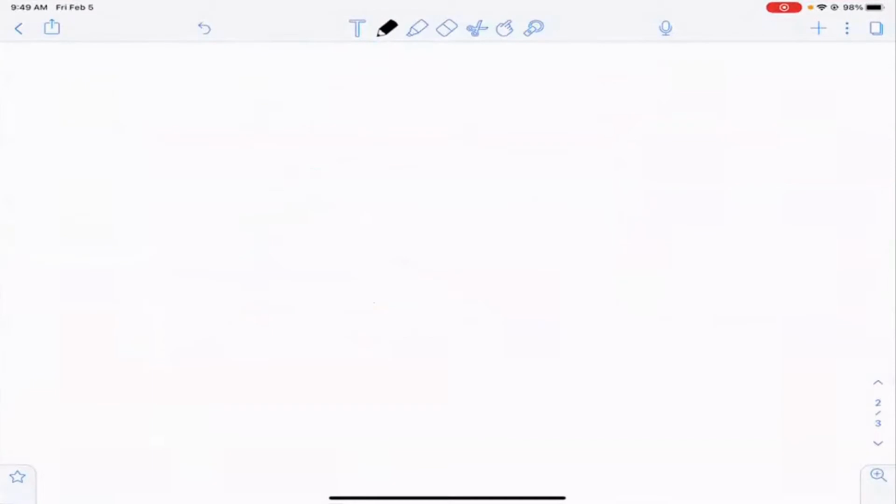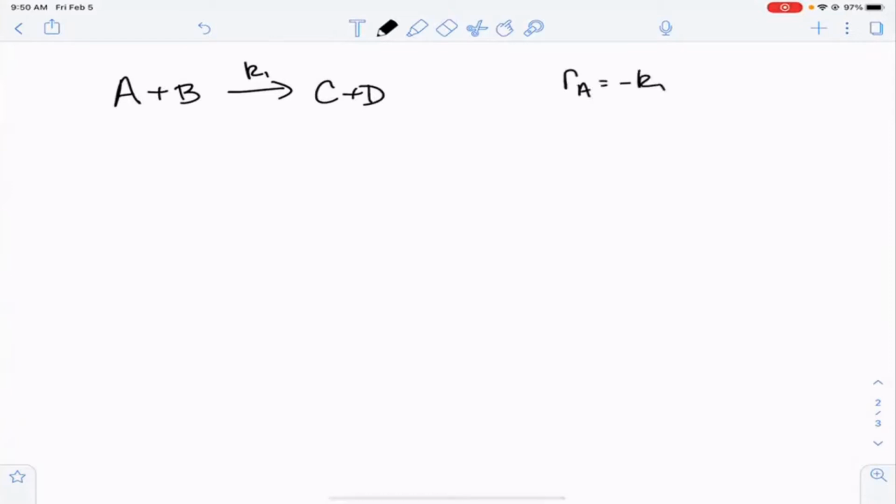Okay, so first, let's look at the CSTR. We have A plus B goes to C plus D, with rate constant K1. So we know that our rate law, if this is an elementary reaction, is that rA equals minus K1 times CA times CB. And if we utilize the result of the mole balance for a CSTR, we know that FA0 minus FA plus rA times V is equal to 0.